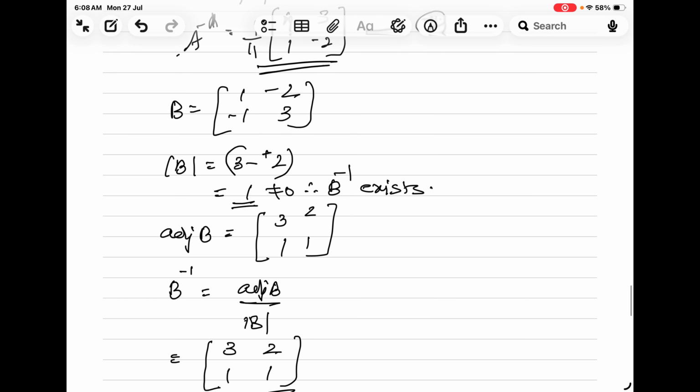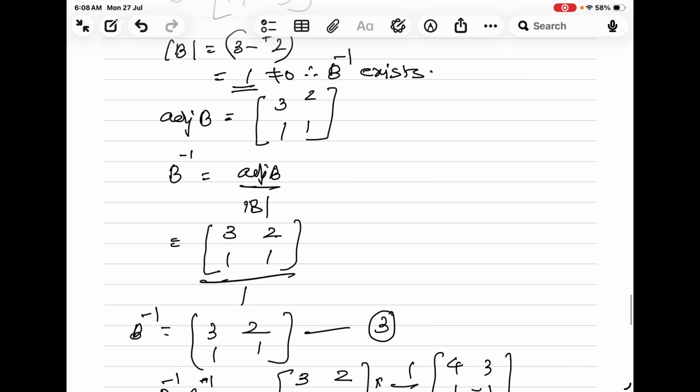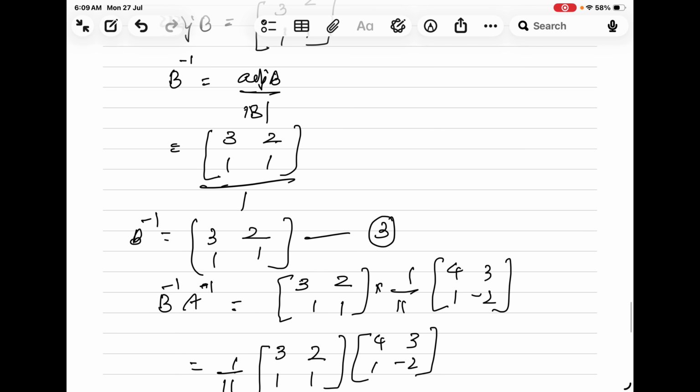Then B equals matrix 1, negative 2, negative 1, 3. Determinant B is equal to 3 minus negative 1 into negative 2, positive 2. That is 1, which is not equal to 0. Therefore B inverse exists. Adjoint B is equal to matrix 3. Interchange the 1 and 3, so 3, 1 diagonally. And then change the sign of negative 1 and negative 2. So 2, 1. B inverse equals adjoint B by determinant B, that is matrix 3, 2, 1, 1 divided by 1. So B inverse equals 3, 2, 1, 1.